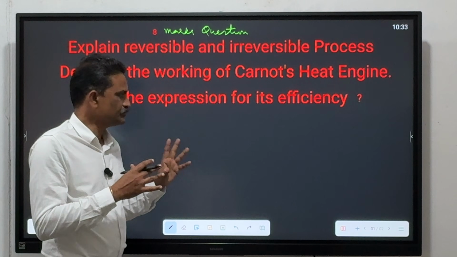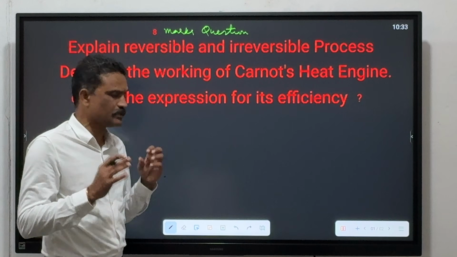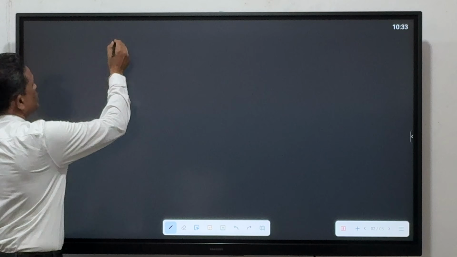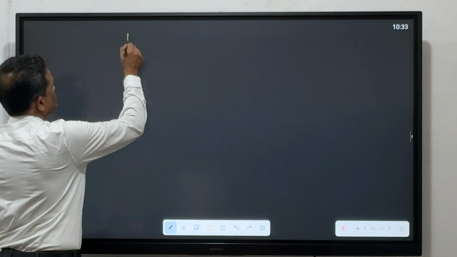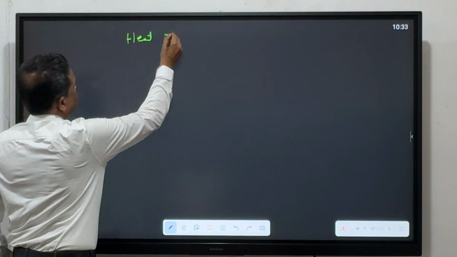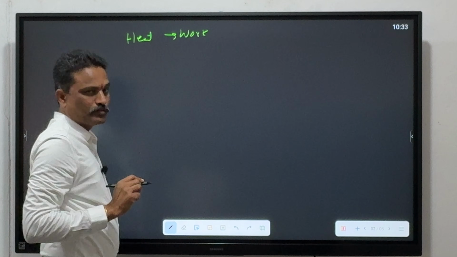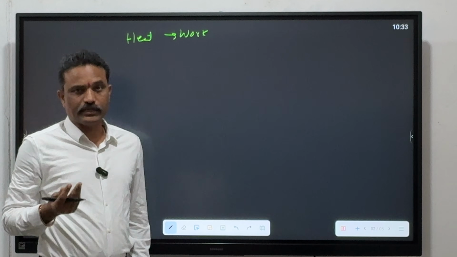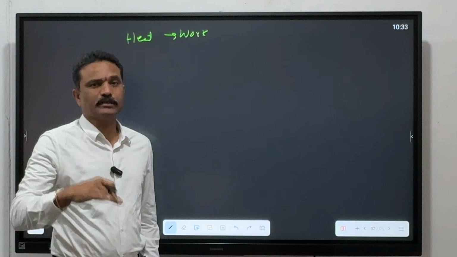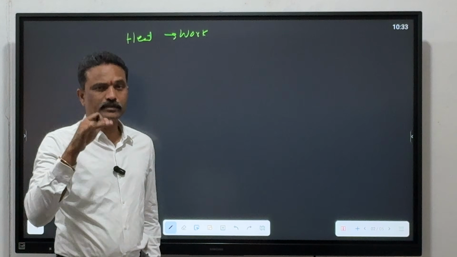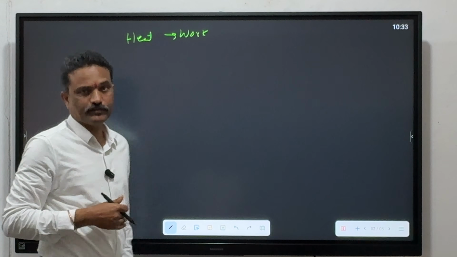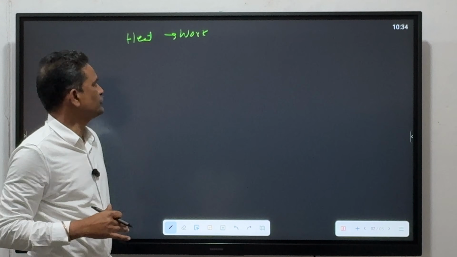We'll try to derive the expression for efficiency in a shorter way. Heat engine is something that converts heat into work. So all our automobile engines are heat engines. They take petrol, they burn it and they give the heat. That heat in turn does some mechanical work. That is the definition of heat engine.